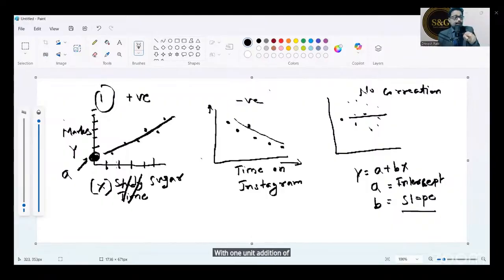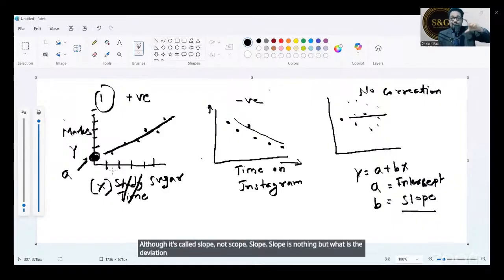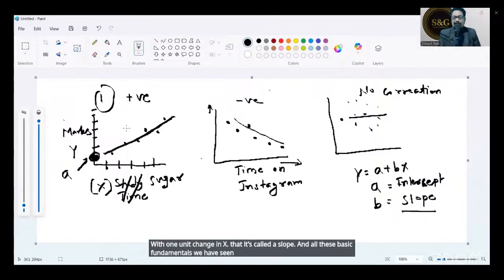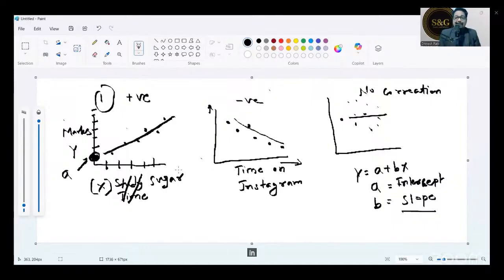That is called slope, not scope. Slope is nothing but the deviation on y we are getting with 1 unit change in x. That is called slope. And all these basic fundamentals we have seen in our green belt level.